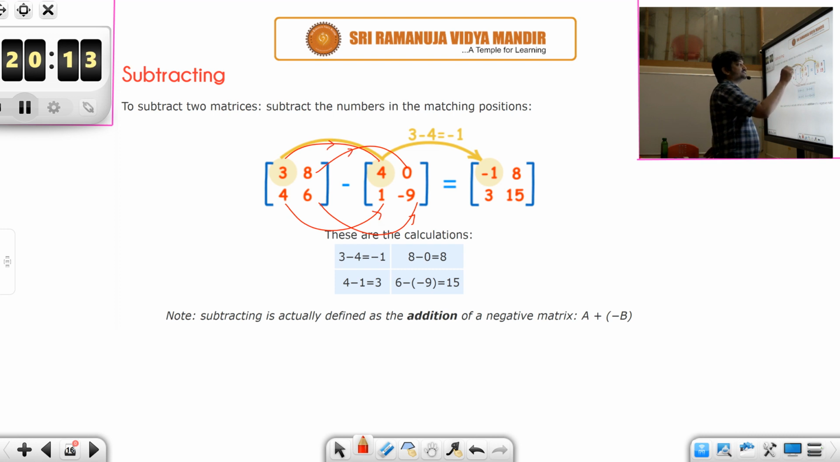Okay, students. Hope you are getting this. You will only be adding or subtracting numbers with respect to the same matching position. So here are the calculations. Similar to addition, subtraction you can do only when the sizes of the matrices are the same. If the sizes of the matrices are different, then you will not be able to perform the subtraction.